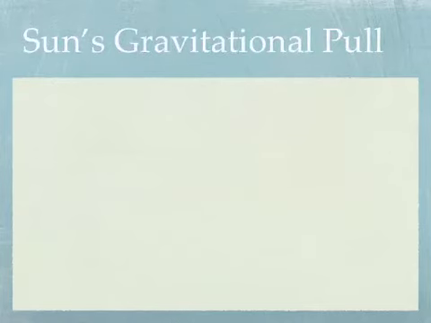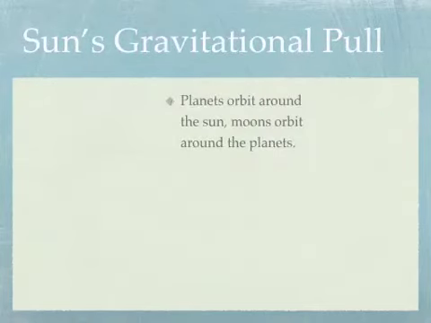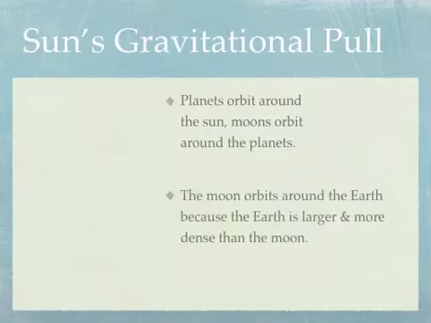Okay, we're going to get a little bit into gravity. We're going to talk about the sun's gravitational pull. As you know, planets orbit around the sun and moons orbit around the planets. The moon orbits around the Earth because the Earth is larger and more dense than the moon. Just like our buddy Isaac Newton said, the universal law of gravity says that objects are attracted to each other, and it's dependent on their mass and their distance. And so the moon is attracted to the Earth because the Earth is bigger and it's fairly close.